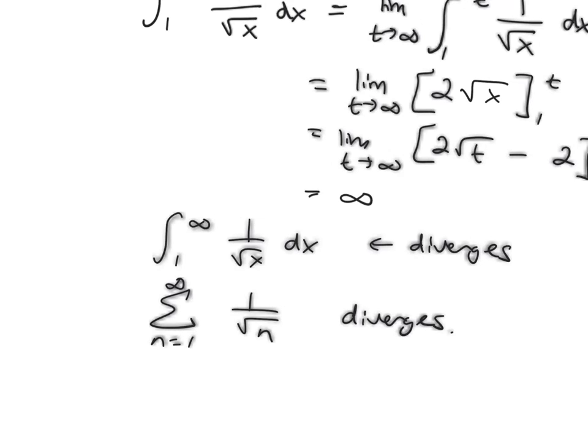Let's think about the two previous examples and what they're telling us. So for the first one, we computed that improper integral. It converged, and so my series converged. And this one, I computed the improper integral. It diverged, and my series diverged.